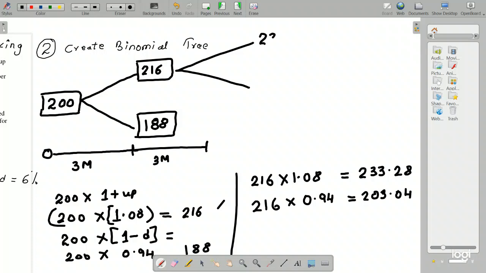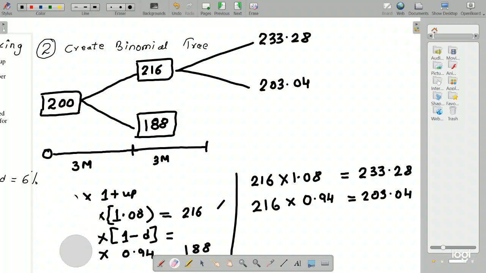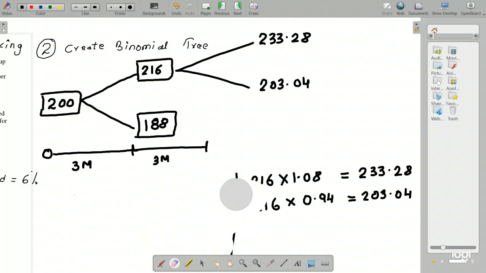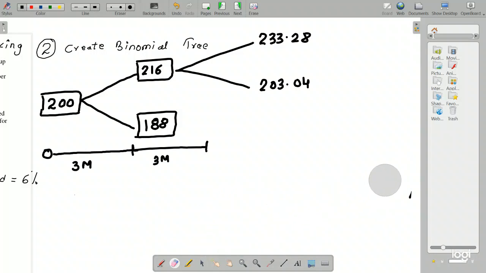So upward trend 233.28, downward trend 203.04. This is how it goes. And the same thing we are going to do for 188, right? So I'm going to just delete all of this unwanted information. This was just for your information on how we calculated all of these things. So 188. Now here, this is one such question where in the first 3-month period and in the other 3-month period, the upward and downward trend is the same.